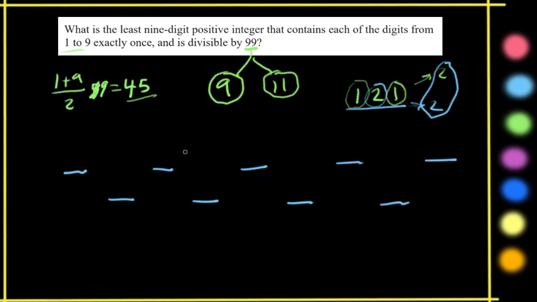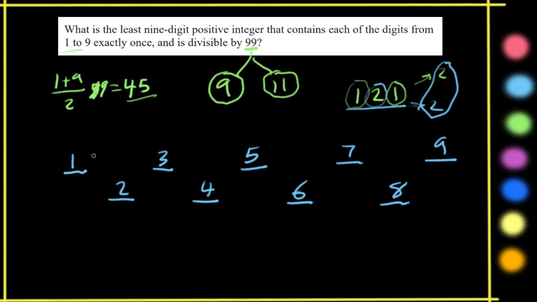So if we were trying to make the smallest 9-digit positive integer that we could make, we would just say, oh, let's do 1, 2, 3, 4, 5, 6, 7, 8, 9. And if this is divisible by 11, we know that's going to be the answer. So let's just check that.